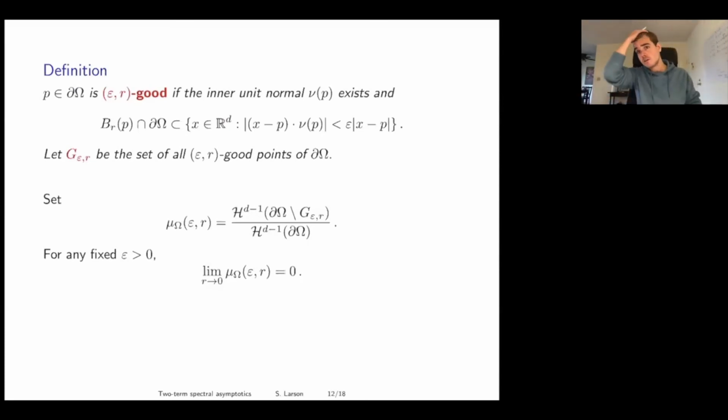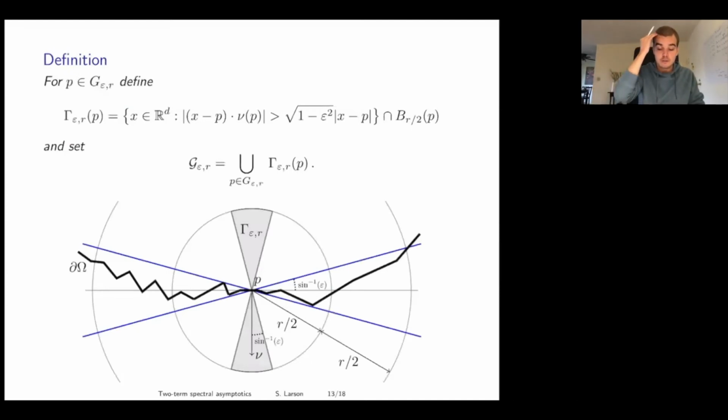Now, we weren't looking for a good set of points just on the boundary. The local problems that we were interested in were centered at points that not only lived on the boundary, but close to the boundary. We want to extend this concept of epsilon-R good points to a boundary neighborhood. The way that is done is by calling points which now lie in this shaded area here epsilon-R good points. So again, for an epsilon-R good point P on the boundary, we can define this two-sided circular cone, now of opening angle proportional to epsilon, and truncated here at R over 2.